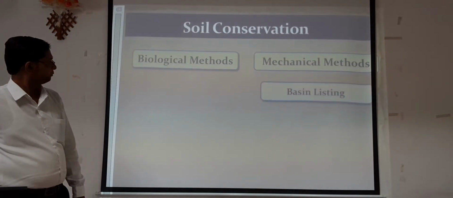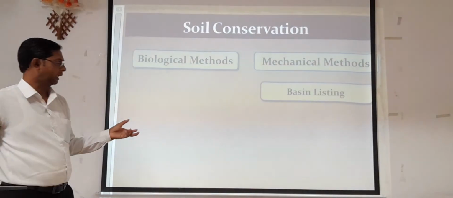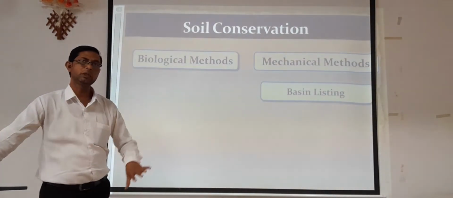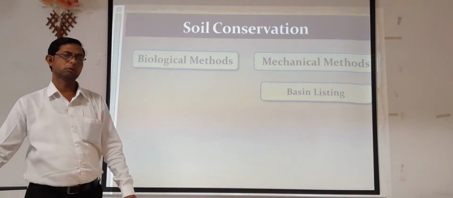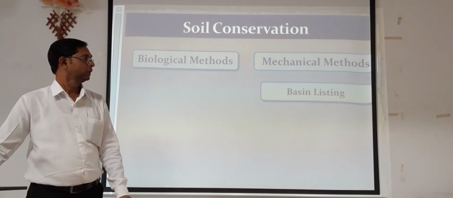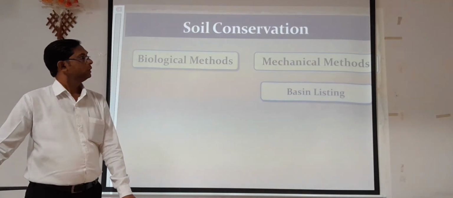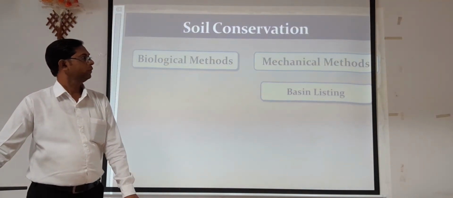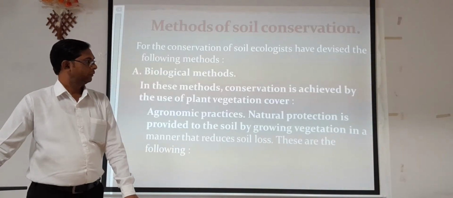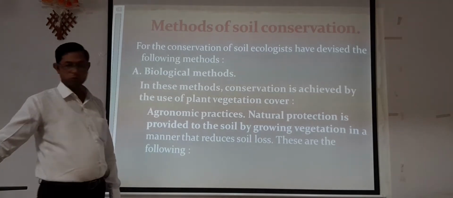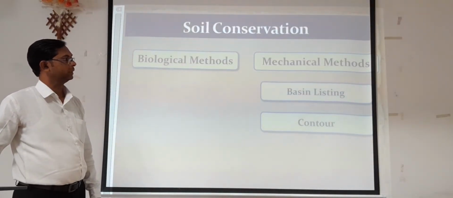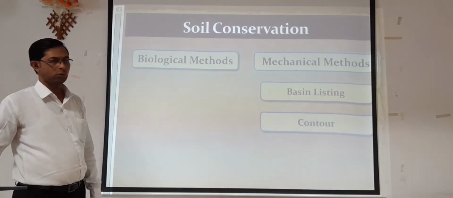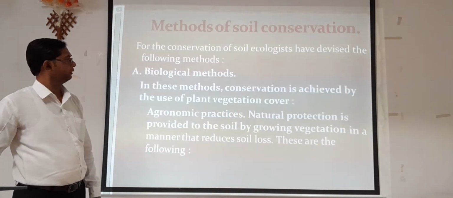Dry farming. In dry farming, as we discussed earlier, we can use a small amount of water, so that it cannot flush out the soil, and it will protect or conserve the soil. Now the mechanical method includes basin listing and contour planning. So these are the two methods used in the mechanical method: basin listing and contour planning.